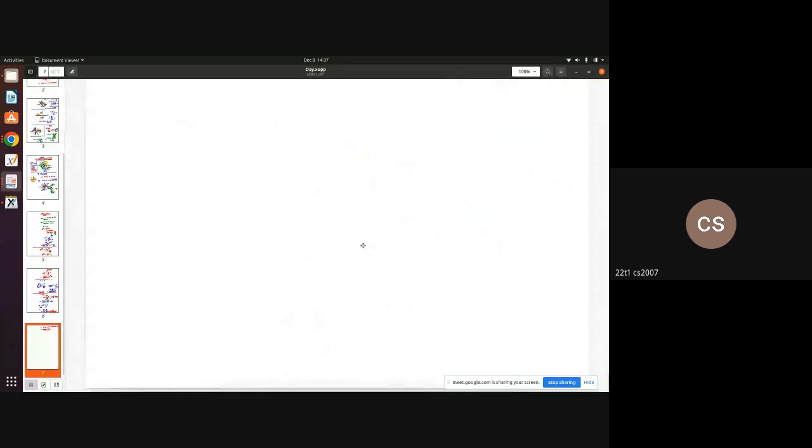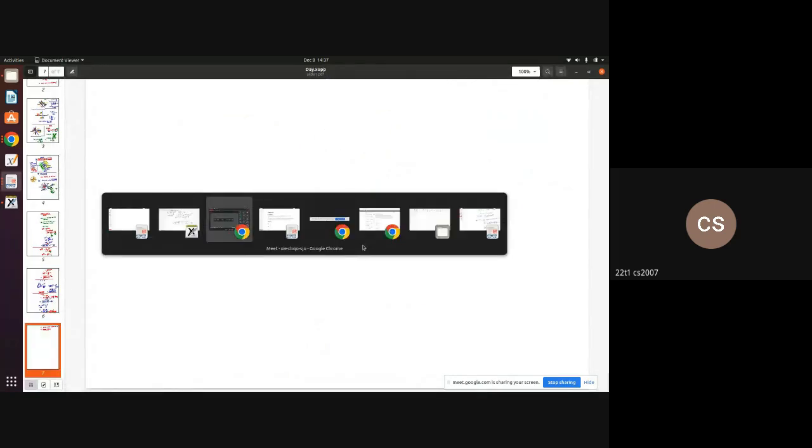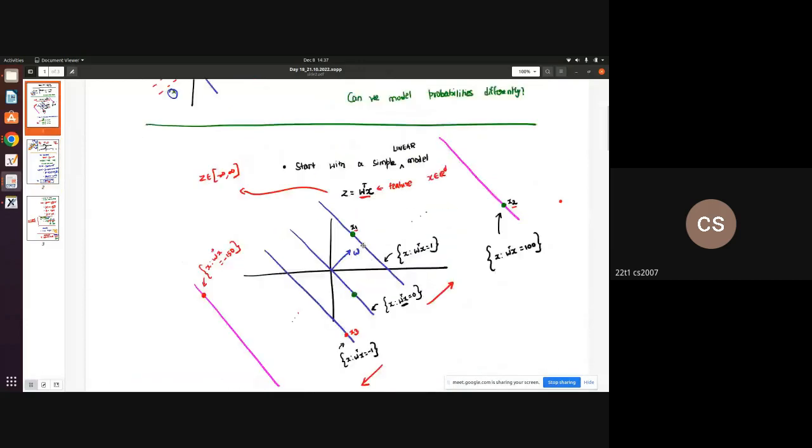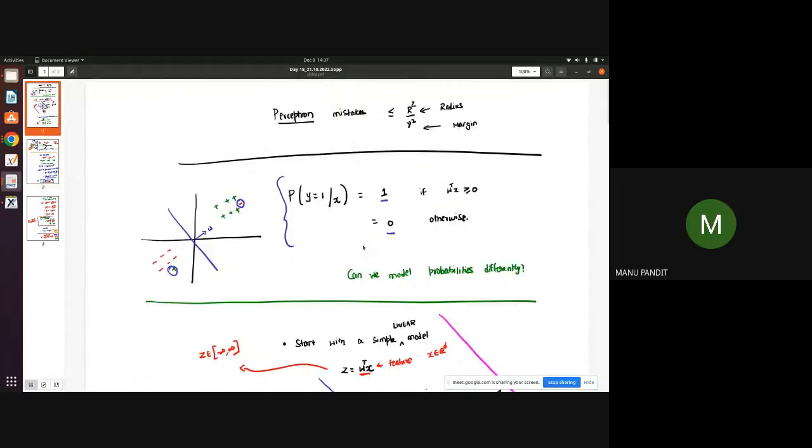So let me do one thing. Let me follow the slide. What is the drawback of perceptron? Can somebody tell me? What is the drawback of perceptron? Too simplistic. Yes, we don't get probability here. Outliers. Linearly separable, right? If your data is not linearly separable, then what will happen if you apply perceptron on that?